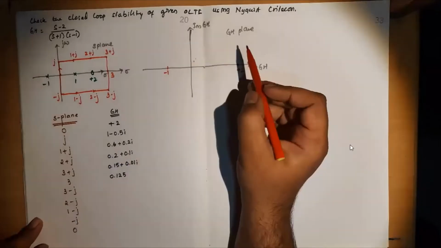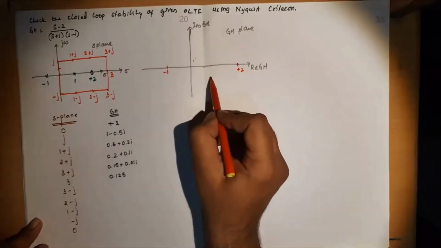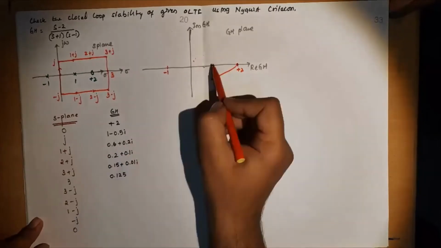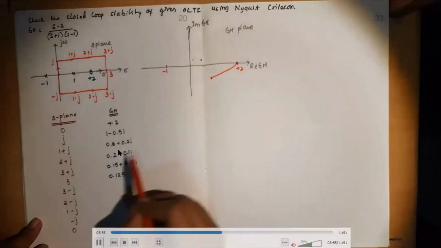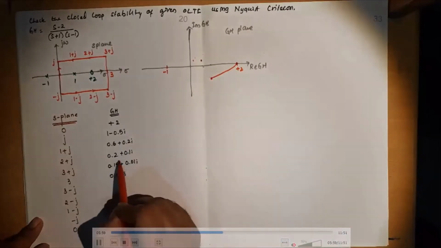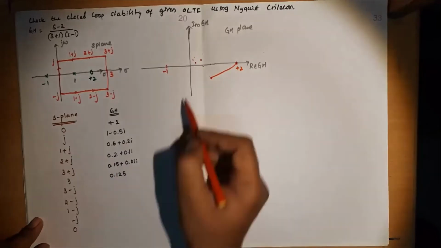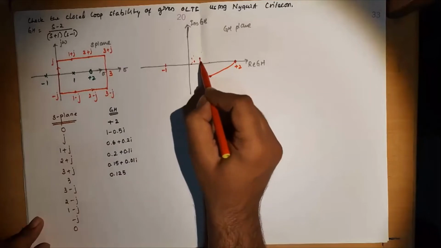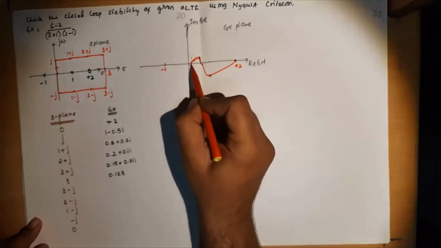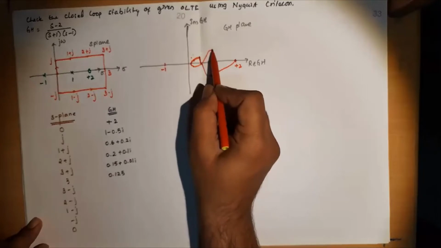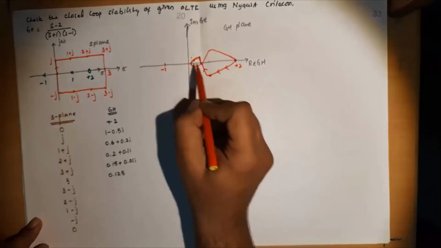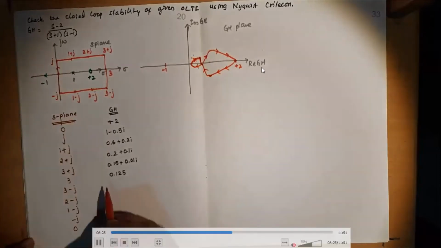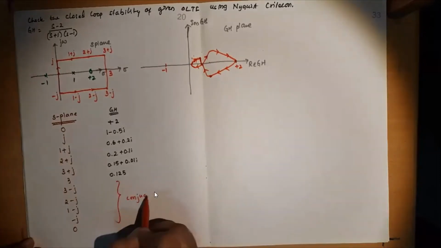Okay, the set of points. So the first starting point is plus 2 on the real axis, the second point is 1 minus 0.5, the third point is in the first quadrant, the fourth point is also in the first quadrant. This point is also in the first quadrant. Something like this, we get some shape like this. And the complex conjugate contour is symmetric about the real axis. So these are all complex conjugates.